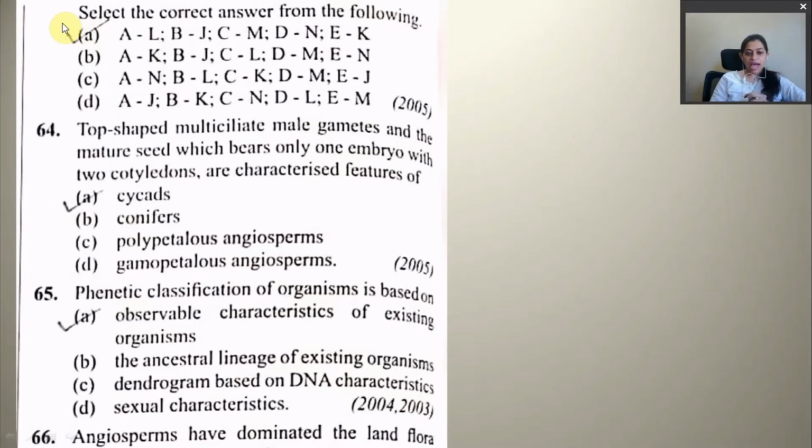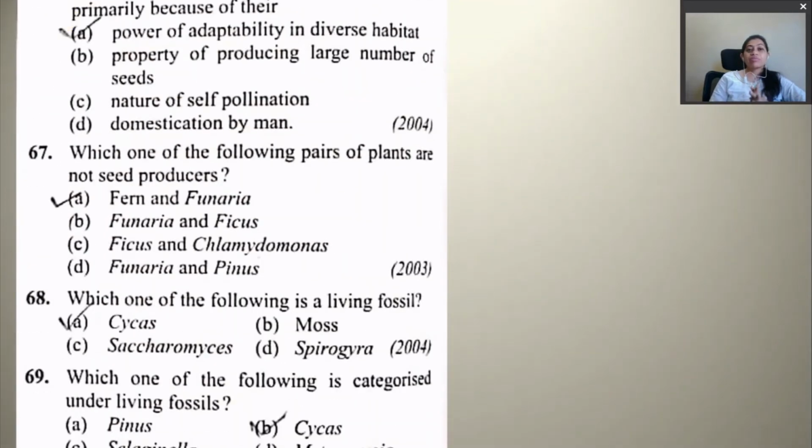Now, angiosperms have dominated the land flora primarily because of their power of adaptability in diverse habitat, property of producing large number of seeds. This is not correct. Nature of self-pollination. This is also not correct. Domestication by men. This is also not correct. So the right option is their power of adaptability in diverse habitat.